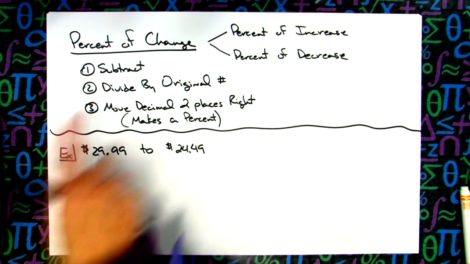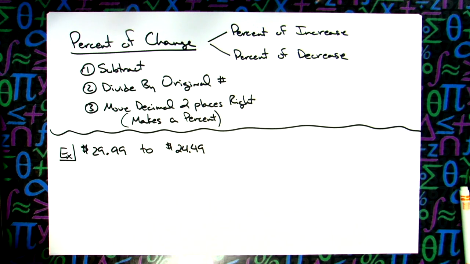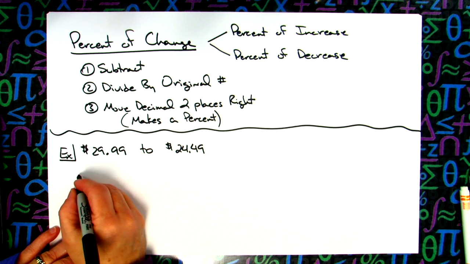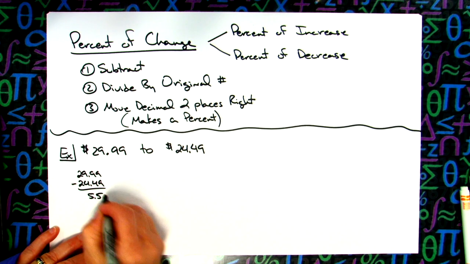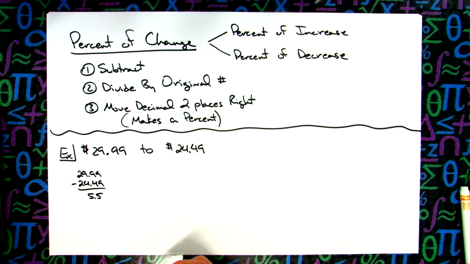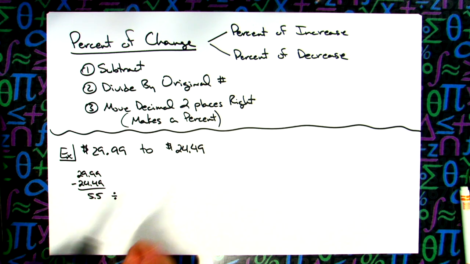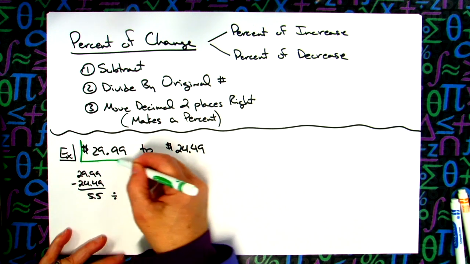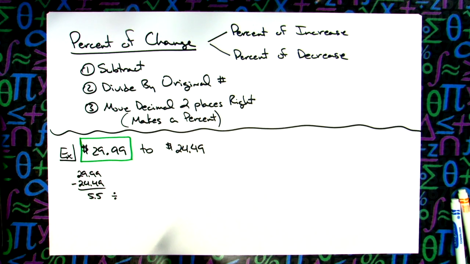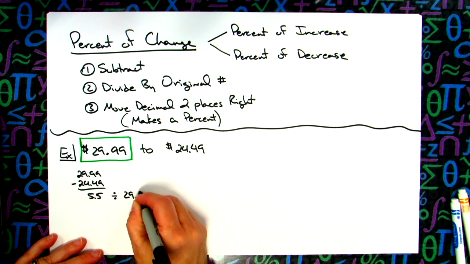All right, so use your calculator. $29.99 minus $24.49. Leave that number in the calculator. How much is it? 5.5. Your calculator gave you 5.5 because it took off the 0. If you're doing it by hand, you'd have a 0 on there. Now you're going to leave that number in your calculator window and divide by the original number, the number that you started with. We started with $29.99. So leave the 5.5 in your calculator, hit divide, 29.99.